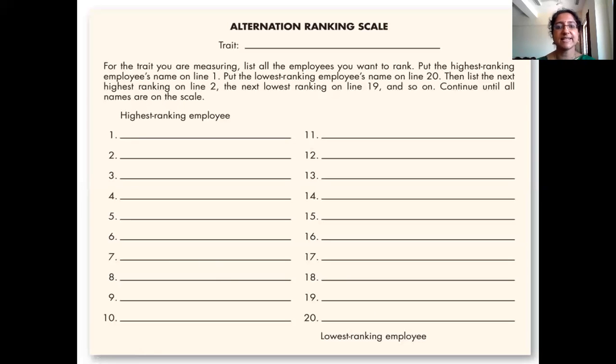So how is this exactly done? Now, let us say there is a group of employees from Mr. A, Mr. B, Mr. C, Mr. D till Mr. Z. So there are these many employees over here. Now, how an alternate ranking scale has to be done is you put a list of all the employees whom you have to rate. Out of that list, see who is the best.